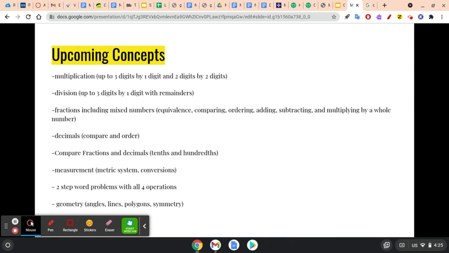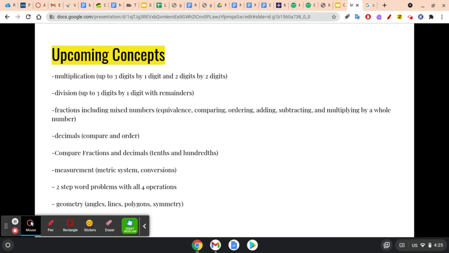So the first thing I would like to go over with you is the upcoming concepts that we will be doing the remainder of the year. We will be moving into multiplication next week. This will go up to a 3-digit number by 1 digit, and then it will also be a 2-digit number by a 2-digit number. So they will not go above the hundreds place value when they are multiplying. They will be doing that in 5th grade.